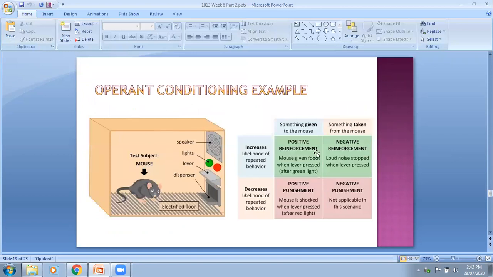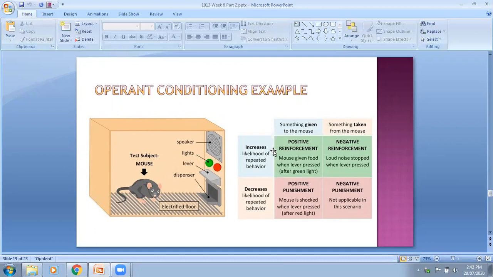So up the top, we've got something given to the mouse, something taken. So something given, positive, positive, something taken, negative, negative. Increases the likelihood of repeated behaviour, decreases the likelihood. So we have the mouse in the box, there's a speaker, there's a red and a green light, there's a lever and a dispenser and an electrified floor. If we can get the mouse to press the green light, food will come out.